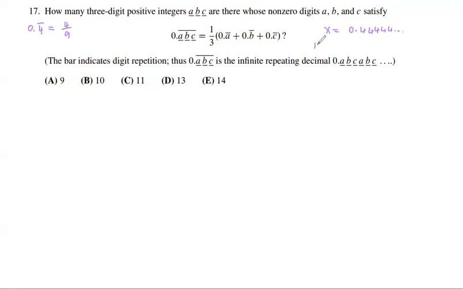If I multiply this by 10, you move the decimal point to the right by 1 place, so your number will be 4.4 with the fours repeating forever. The reason we multiply by 10 is so we can cancel those repeating parts when we find the difference. If I multiply the first equation by -1 and add, that gives me 10x minus 1x, which is just 9x.